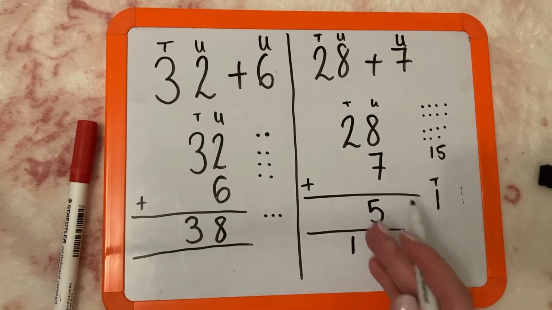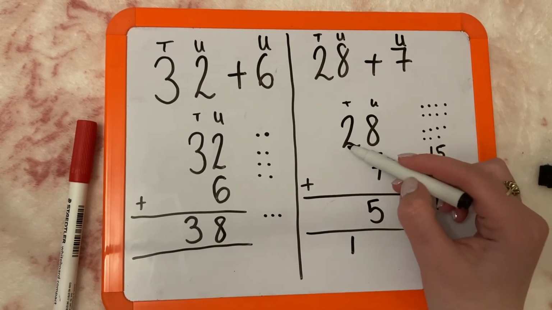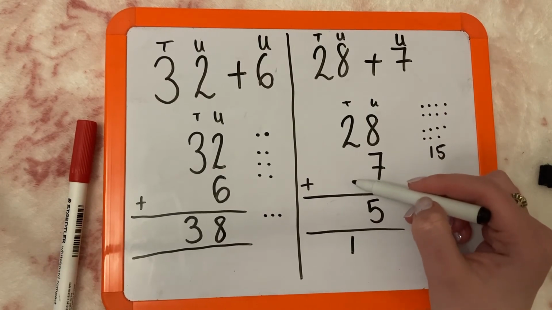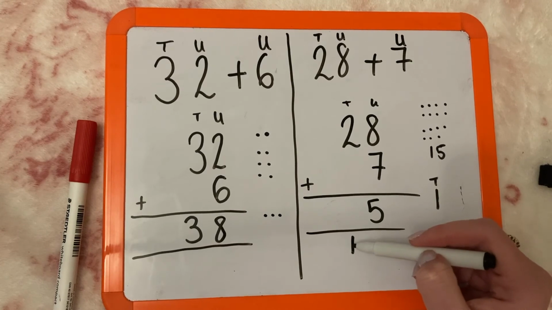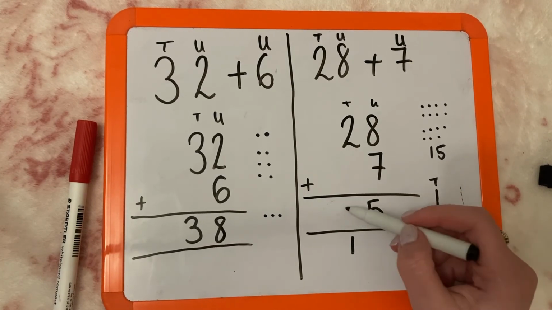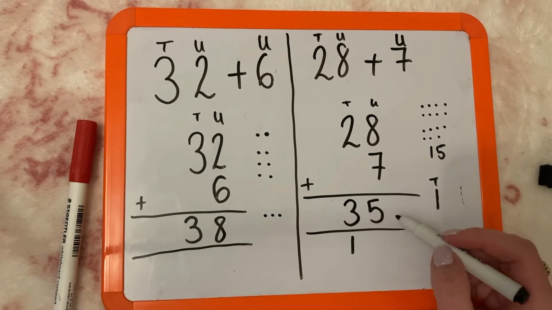Notice I put the 1 in line with the tens column. So 2 add nothing would just be 2, but remember we've carried a 10, okay? So we've carried the 1 down here. So 2 add 1 is 3. So altogether, it's 35.